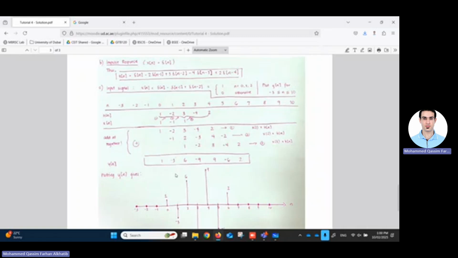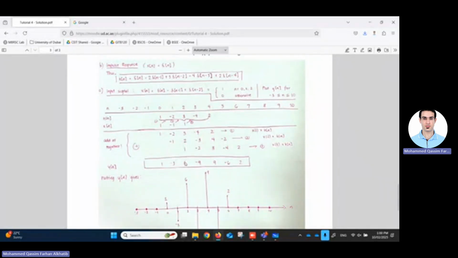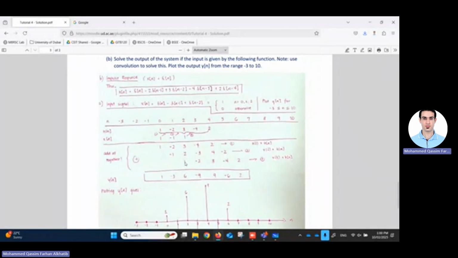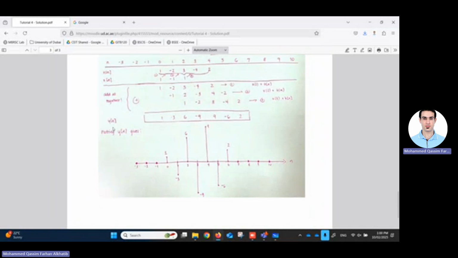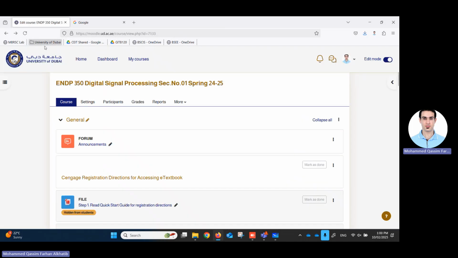The second part is not done in matrix form, but you can apply the matrix form and you will get the exact same answer. Sketching should not be an issue, I believe. Drawing the pulses: at 0 it's 1, at 1 it's negative 3, at 2 it's 6, and so on. Okay, that's the first worksheet.